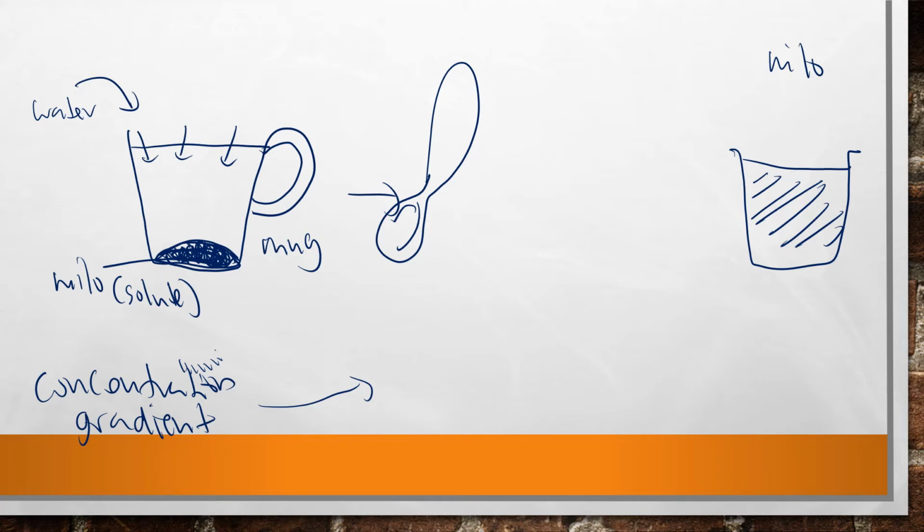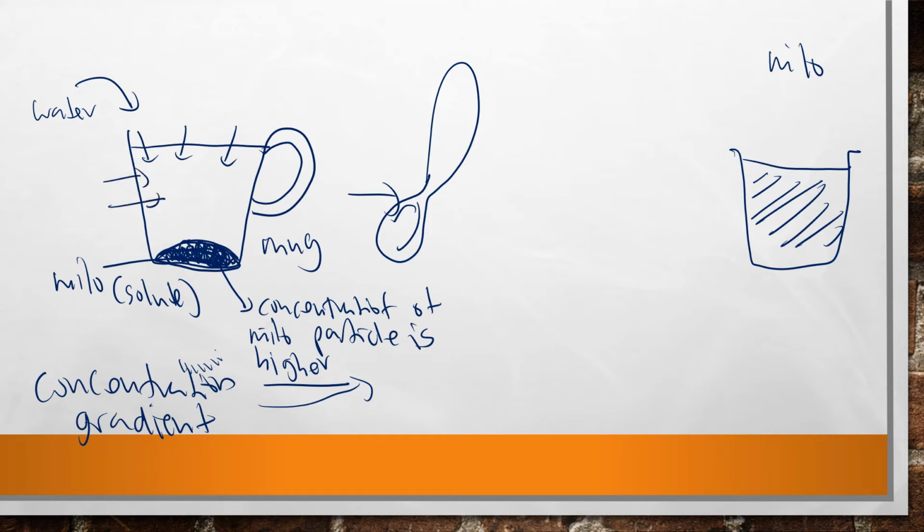Hanya ada partikel air saja. So we can say that at the bottom of the mug, the concentration of Milo particle is higher. Kan mestilah kepekatan partikel-partikel Milo dekat sini tinggi kan. Sebab dekat sini kita tengok mana ada Milo kan, kosong. Kita sekarang ni merujuk kepada Milo. Dekat sini tidak ada satu pun partikel Milo.